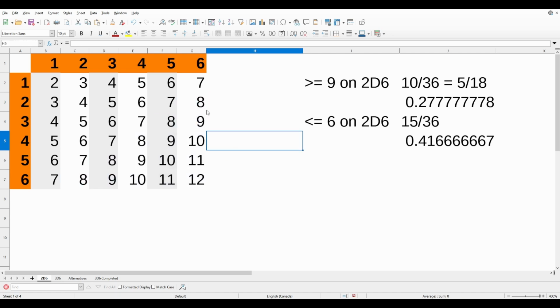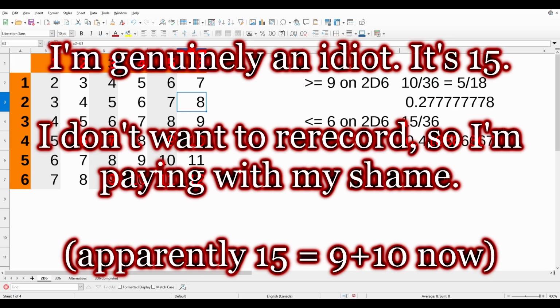I can just go 8 on a 2d6. It's 12, 11, 10, 9, 8. 5 diagonals. So I'm going to do 1 plus 2 plus 3 plus 4 plus 5, which is 21. So an 8 up is going to be 21 out of 36, or 7 out of 12.